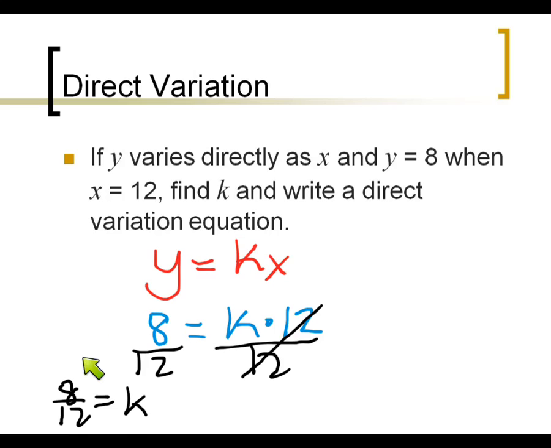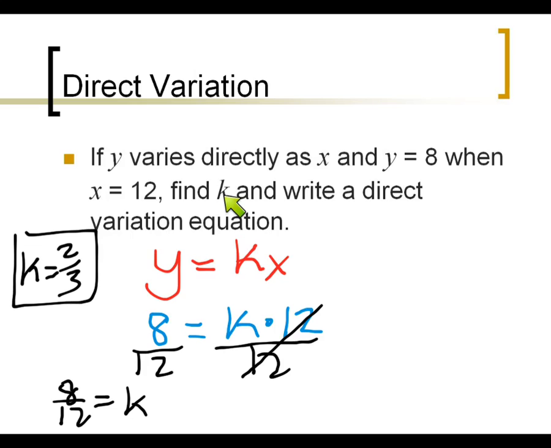But I can reduce this fraction. What's the largest factor both of these numbers have in common? 4. If I divide the top by 4, that's 2. If I divide the bottom by 4, that's 3. So k equals 2/3. That's the first part of the problem.